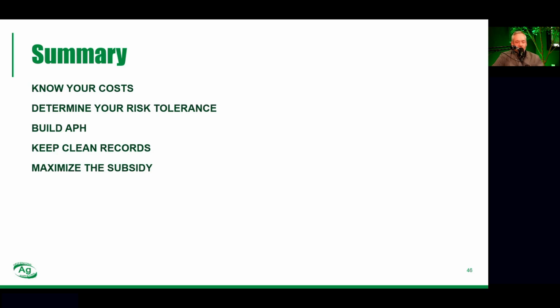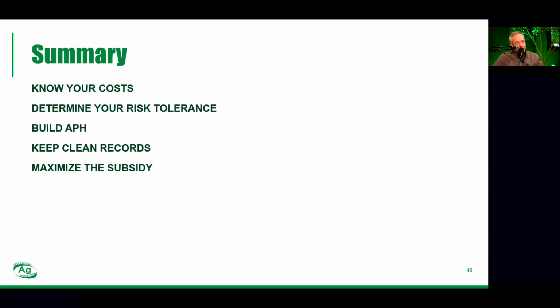Determine your risk tolerance. Are you willing to accept a little more risk and save some premium dollars by using enterprise units or a lower coverage level? Or is this a year where you need to protect as many dollars as possible with optional units or add-on products? Build your APH. High yields really help build your APH and maintain that high coverage level for years to come. Keep good, clean records in case we do get pulled for review and we don't have to worry about having our APH adjusted, and maximize that subsidy.